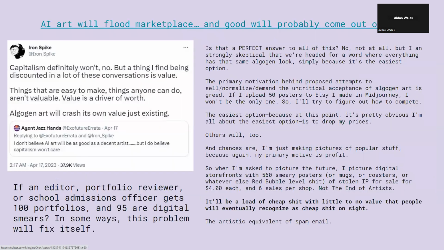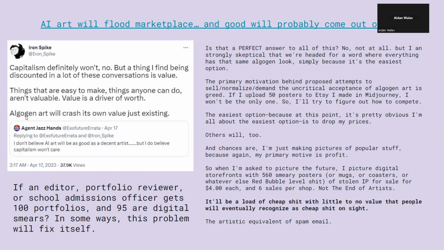However, this is a Twitter thread. It's an opinion, this is Iron Spike's opinion. So this is the first message: "I don't believe AI will be as good as a decent artist, but I do believe capitalism won't care." This is the reply, a quote retweet to be more specific: "Capitalism definitely won't know, but the thing I find being discounted in a lot of these conversations is value. Things that are easy to make, things anyone can do, aren't valuable. Value is a driver of worth.